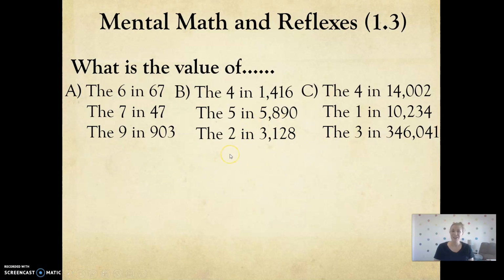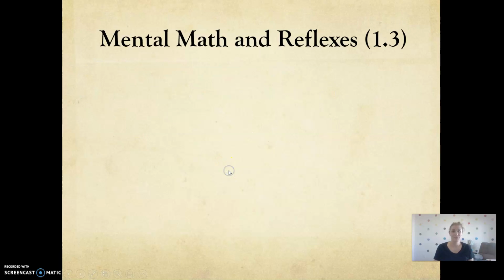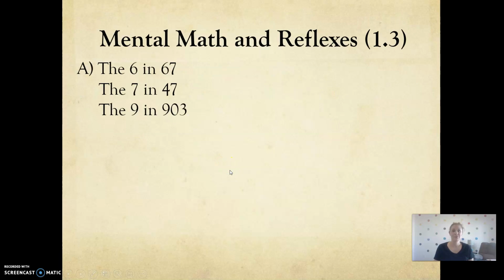All right, now that you have the answers to these questions, let's go over the answers together. The first one, the 6 in 67 is 60. The 6 is in the tens place, so it makes 60. The 7 in 47 is 7. The 9 in 903 is 900. The 9 is in the hundreds place.